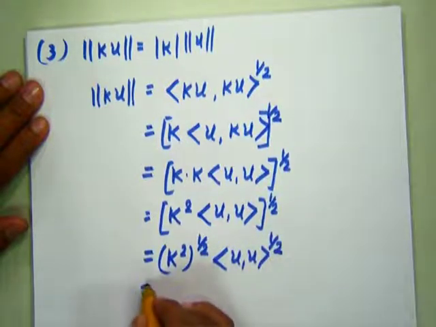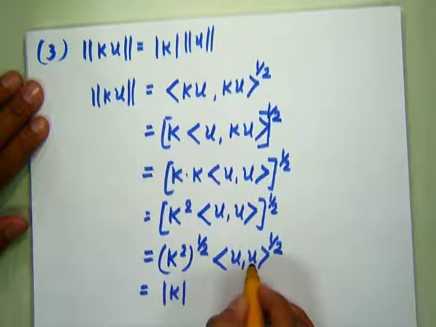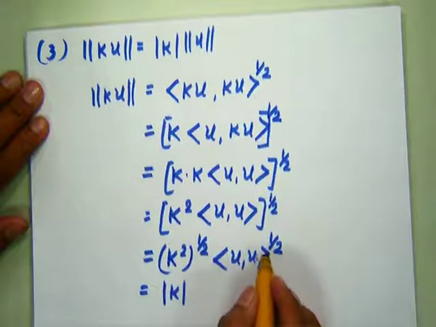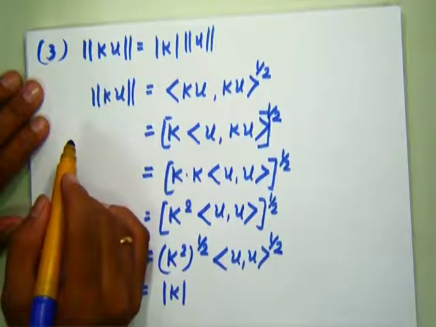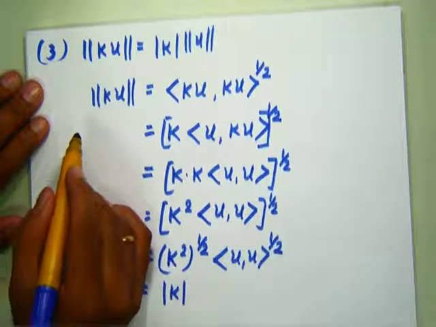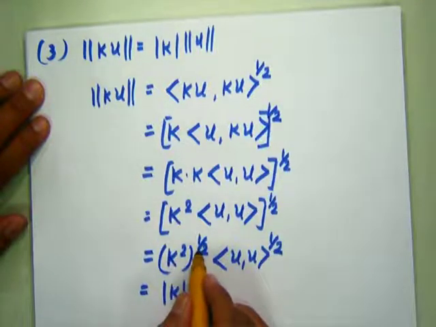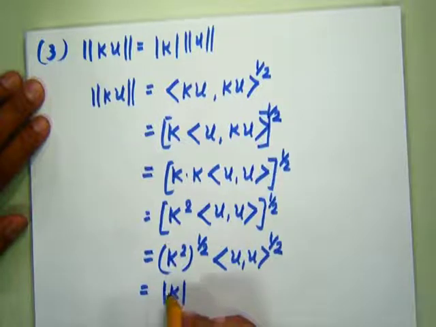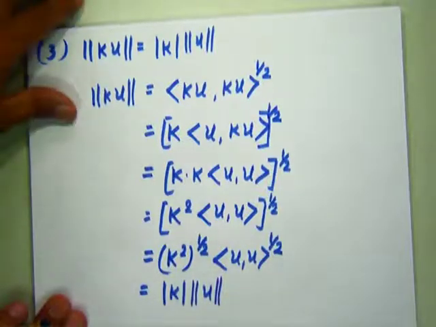And K square raised to half is the modulus of K, because the inner product of U with U raised to half is always greater than or equal to 0. On the left-hand side we have the norm of some vector, and as we know, the norm of any vector is always greater than or equal to 0. So K square raised to half never becomes negative, so we write the modulus of K times the norm of U. So this is the proof of property 3.